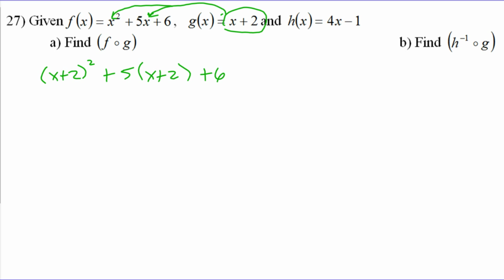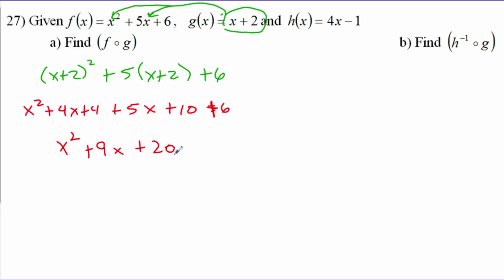So be careful again, don't just square the x part. We're going to square the whole thing, which is x squared plus 4x plus 4 plus 5x plus 10, just distributing, plus 6. So if I put all this together, it looks like x squared plus 9x, and 4 and 10 is 14, 14 and 6 is 20.